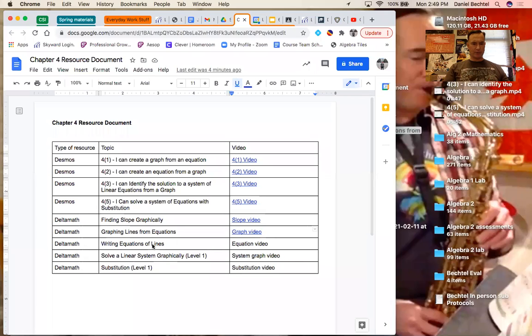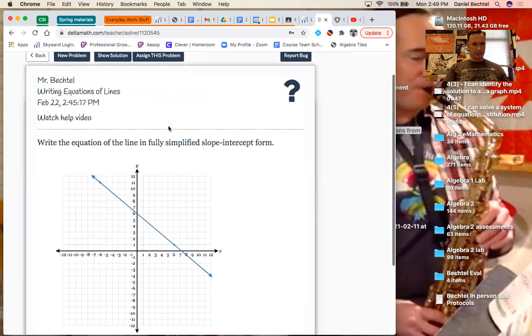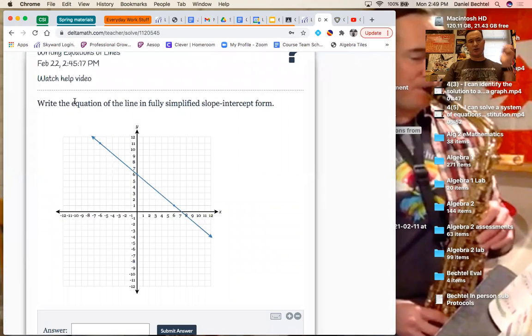Okay, so right now we're going to be doing the video for writing the equations of lines from the graph of an equation. So we're going to go over to Delta Math and we're going to take a look. This is what it's going to look like from the beginning. We're going to have writing the equations of lines, and it's going to ask you to write the equation of a line in fully simplified slope-intercept form.